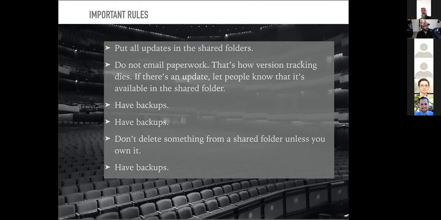So my rule of thumb is, any kind of paperwork that is sent out, instead of sending it as an email attachment, I'm putting it either in the Google Drive or in the Dropbox, and then I'm emailing people either with a link to that folder or I'm just telling them that it's updated in the drive or the box. And again, that's all about version tracking.